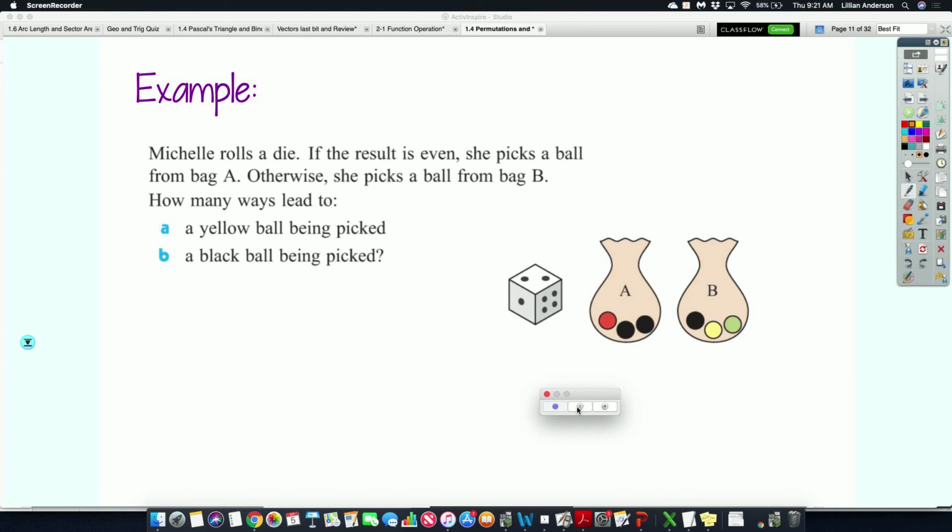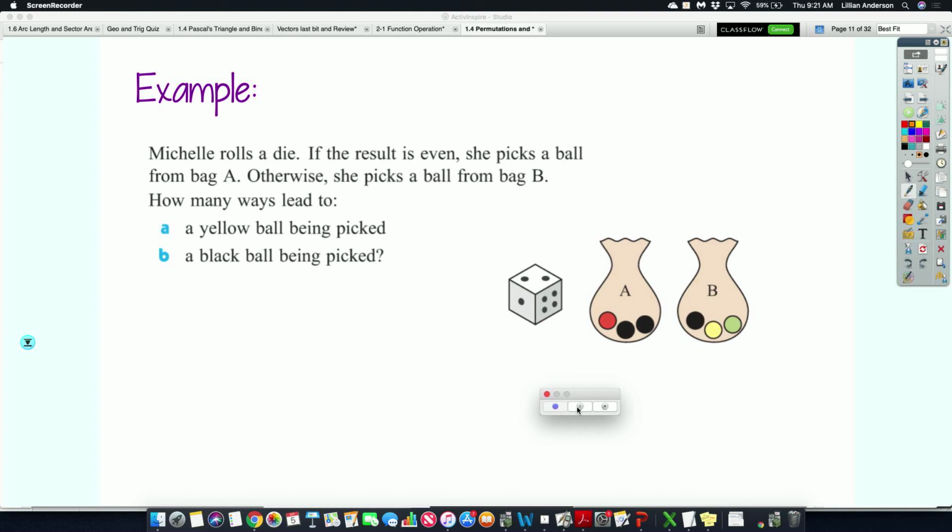If they roll an odd, because that's the only way that they're going to be able to pick from bag B. How many different odd numbers are there? There's 3. So if they roll any one of those 3 numbers, they're picking from bag B. Bag B is where the yellow ball is. And then how many yellow balls is it? 1. So you have 3 and 1.